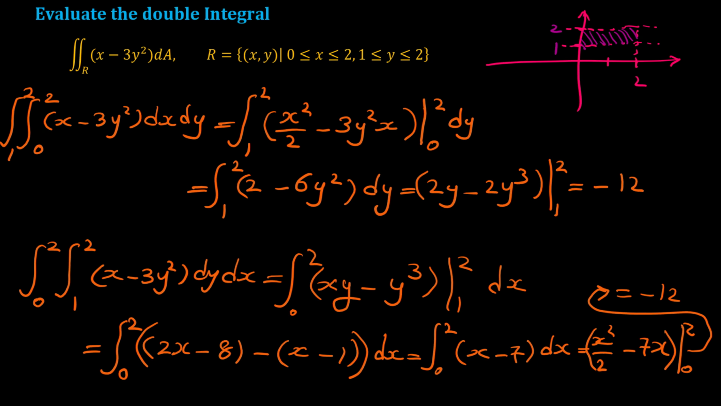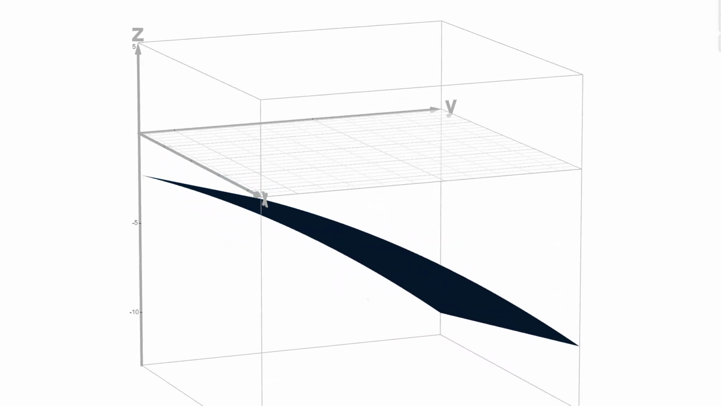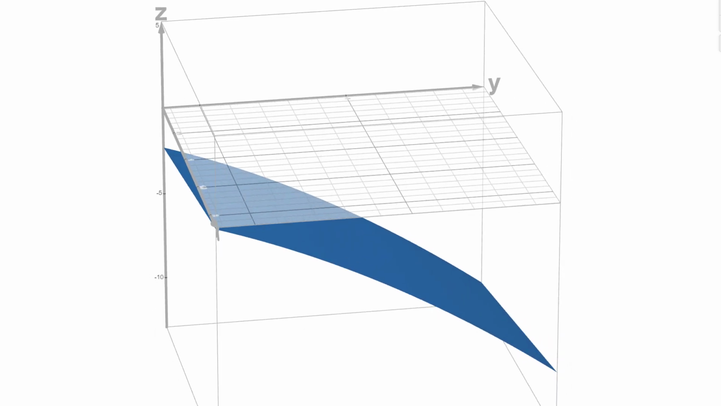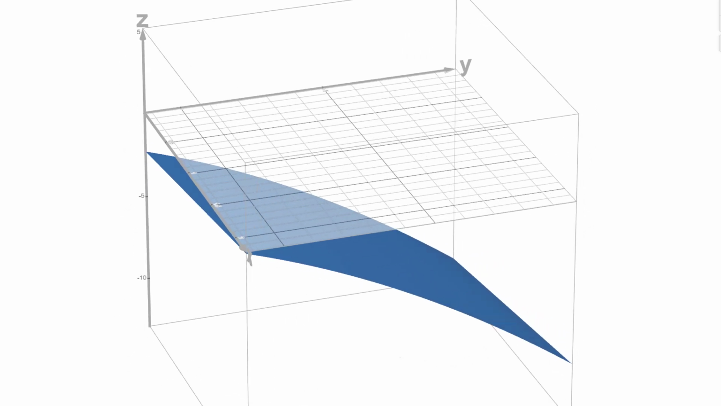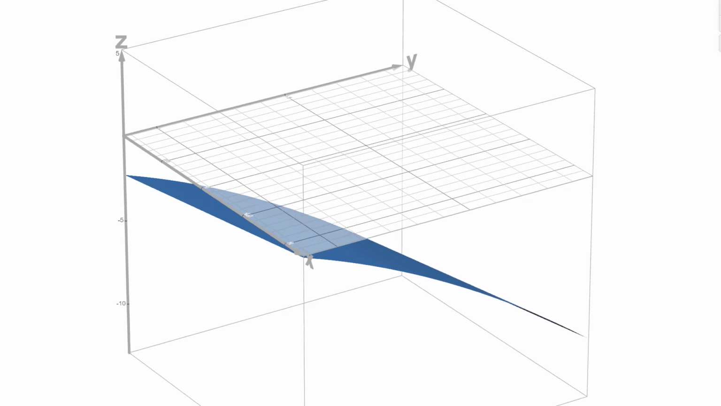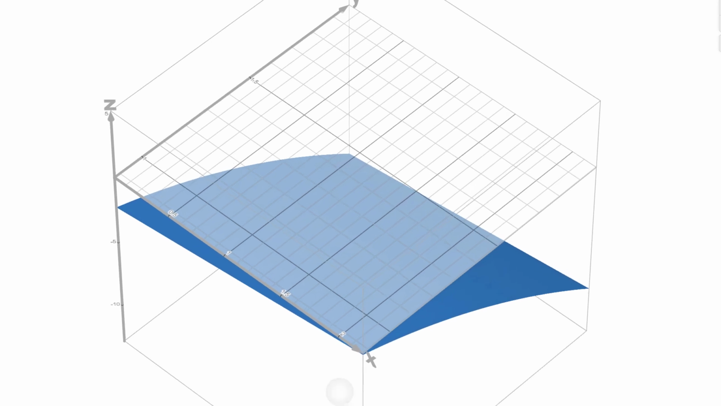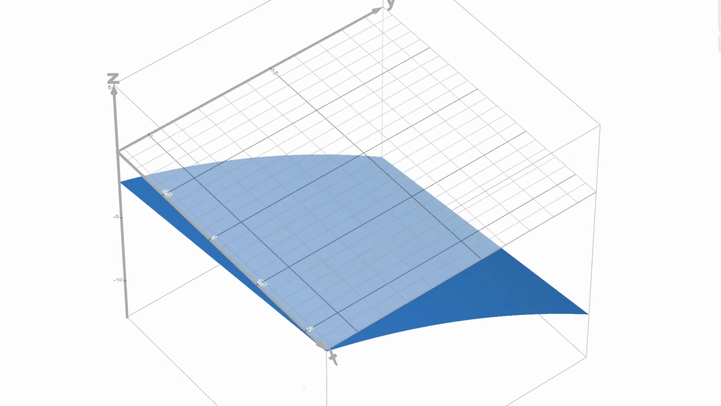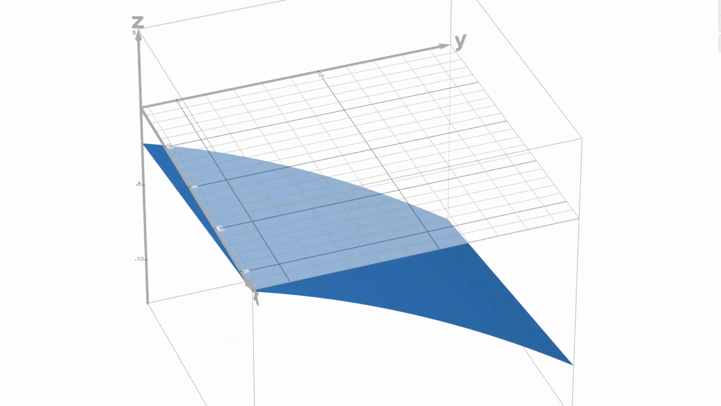Let me show you the graph of the function and this region so we can see what we calculated in this example. Here you can see the surface z equals x minus 3y to the 2, which is this blue surface that you can see here. As you can see, it is completely below the xy plane in that region. And attention here, x is between 0 to 2 in the x coordinate, and y is between 1 to 2, if you can see.